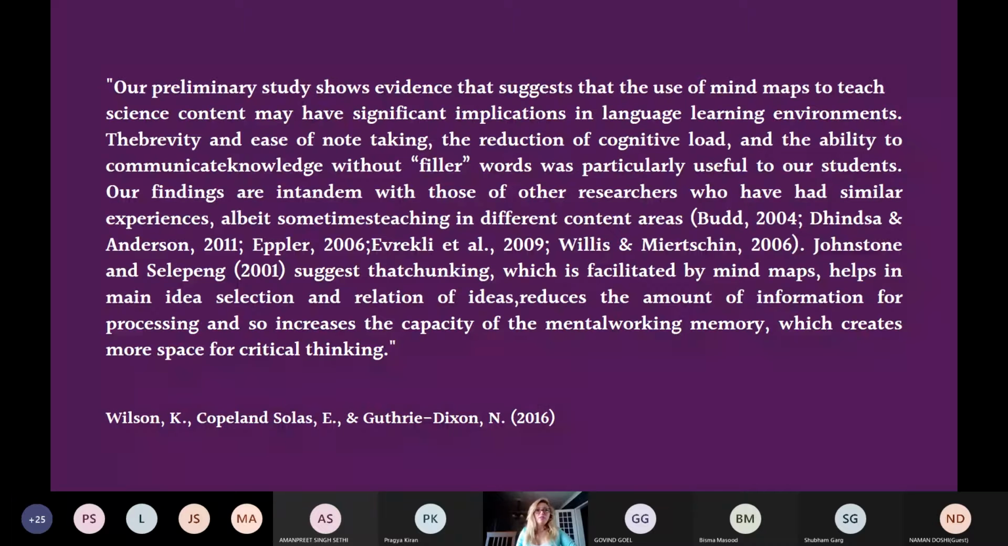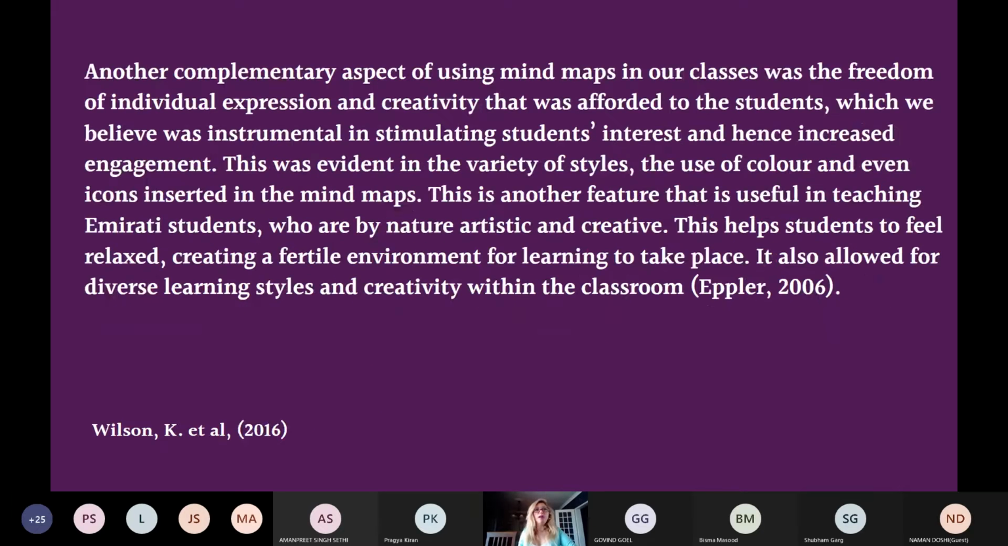And they suggest that chunking, which is facilitated by mind maps, helps in main idea selection and relation of ideas, reduces the amount of information for processing, and so increases the capacity of mental working memory, which creates more space for critical thinking. Another complementary aspect of using mind maps in the classes that they worked with was freedom of individual expression and creativity, which also means a lot in language learning, I think, as a professional language teacher for almost 21 years. So creativity is important.